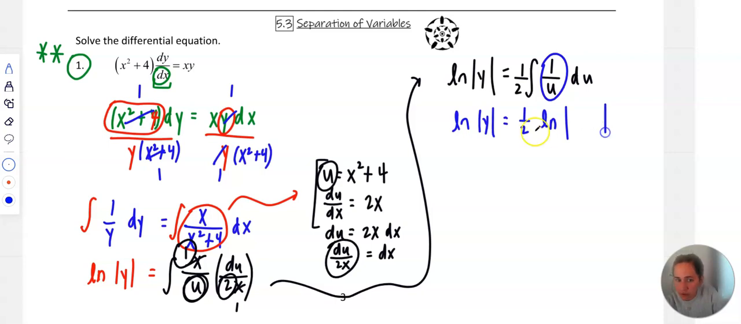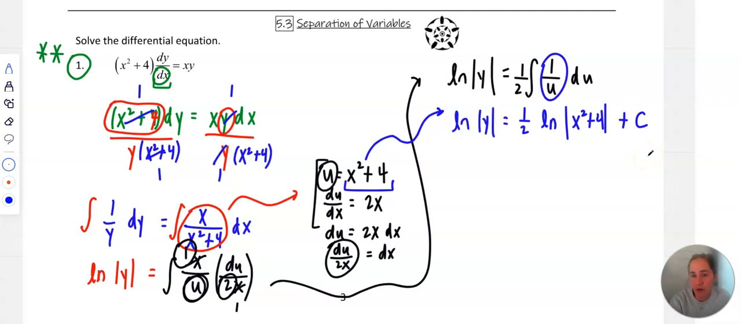Instead of writing u, I might just do two things at once, and I'll plug back in the x squared plus 4 that we used for the original substitution. I look at it to see if I forgot anything, and it would be embarrassing if I forgot the plus c.